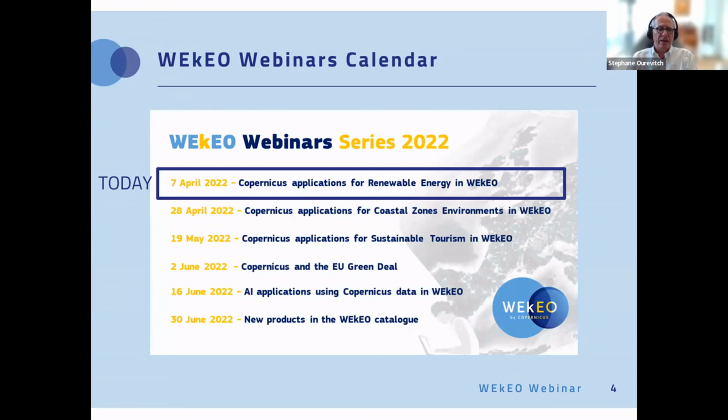So here are the next ones. On 28th of April, we'll discuss coastal zone environments. On 19th of May, we'll discuss sustainable tourism applications. On 2nd of June, the Green Deal and how Copernicus can support it through data processed into WEkEO. 16th of June, we'll discuss the intersection between artificial intelligence and Copernicus data, and as earlier said, new products in the WEkEO catalog on 30th of June.